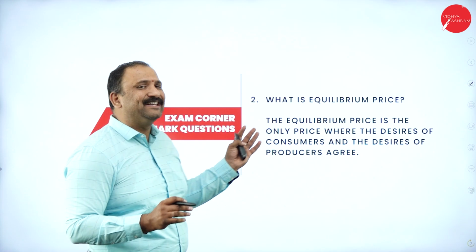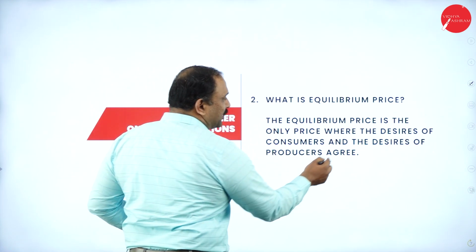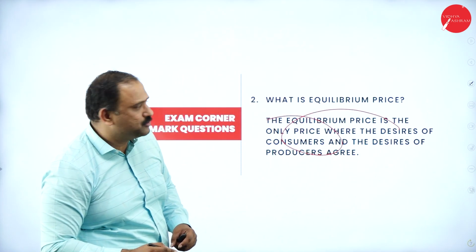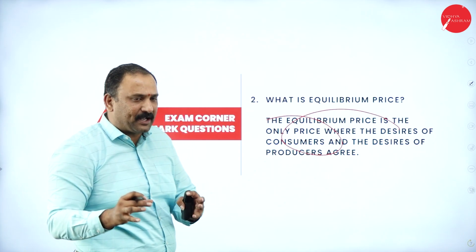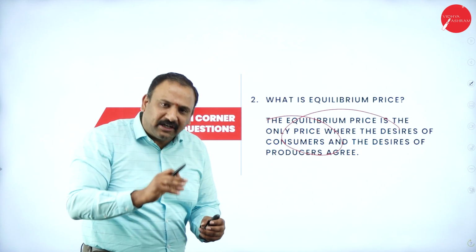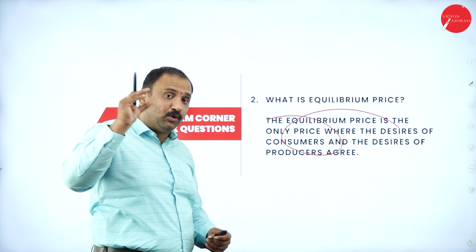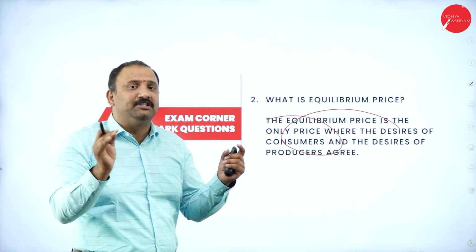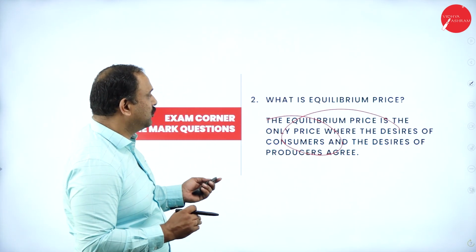Followed by, what is an equilibrium price that we are talking about? This is the price where only the desires of the consumer and desires of the producers agree. So what I typically mean by an equilibrium price is the position where the producer and the consumer come to an agreement point and say that this would be the agreeable price. This is the price which both of us would agree to pay and receive. So that's exactly an equilibrium price altogether.